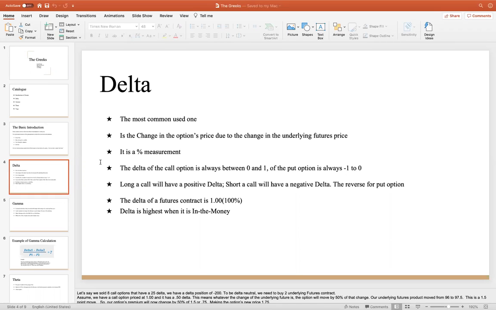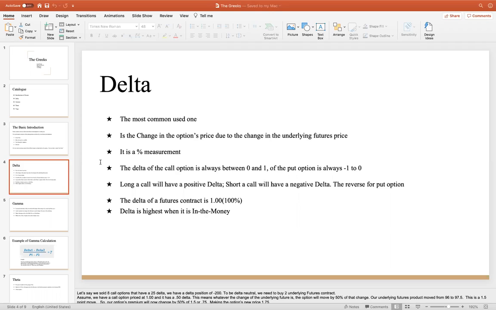If we long a call, we will have a positive delta, and if we short a call, we will have a negative delta. For put options, it is just the reverse of the call option. And remember, the delta of a futures contract is always 1, and the delta will be highest when it is in the money.